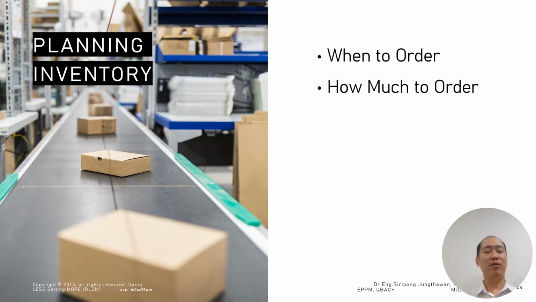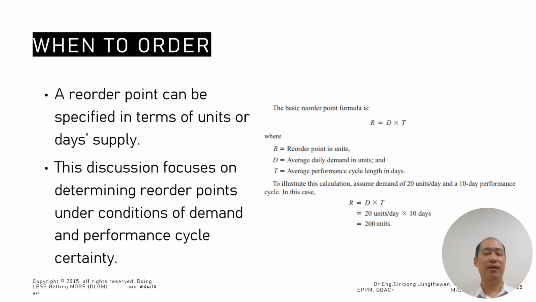And then when you plan inventory, you have to know two ideas. First of all, you have to know when you order, or how much you order, based on time and based on quantity. That's the design of inventory planning. When to order, you have to know the idea of reorder point. Reorder point equals the demand multiplied by lead time. So if you know the demand is 200 and the lead time from the supplier is 10 days, the reorder point is 2,000 units.